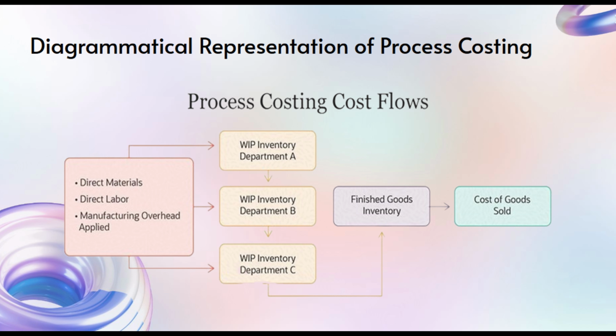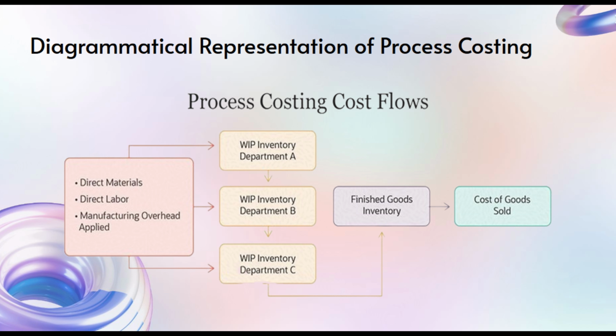This is a diagrammatical representation of process costing. Process costing has to do with the inputs, that's the direct material, direct labor, and manufacturing overhead. Those are the inputs required for the manufacturing of a product. Then you see department A, department B, department C. Those are the different processes involved in making the finished goods.